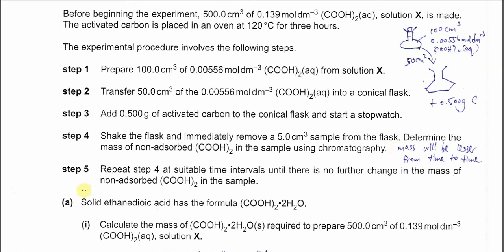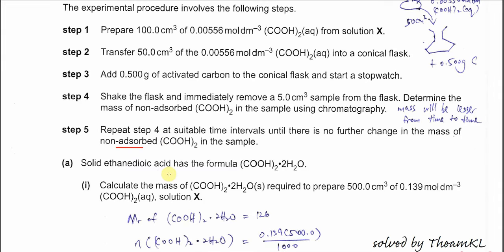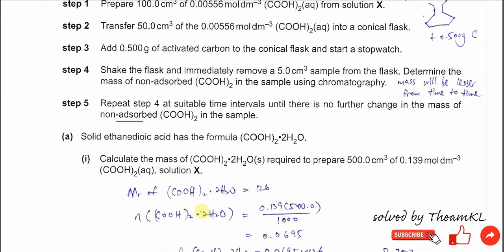Okay, because the adsorption happens. The last step, repeat step 4 at a suitable time interval until there is no further change in the mass of non-adsorbed acid in the sample, which means the activated carbon is already saturated. So the mass of the non-adsorbed acid has no further change, means constant. It means the activated carbon cannot really take the acid or the solute anymore. Okay, so that's the steps and the main idea of the experiment.